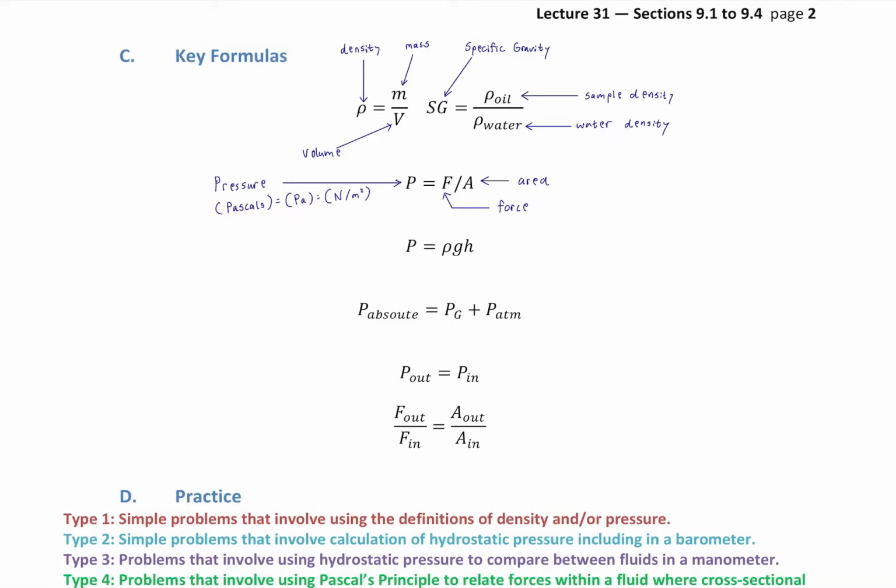PA, right, is a derived unit. I know it's an unusual derived unit because it has two letters. We've never seen that before, but it is a derived unit just like a Newton or a joule. And it is a Newton per square meter.